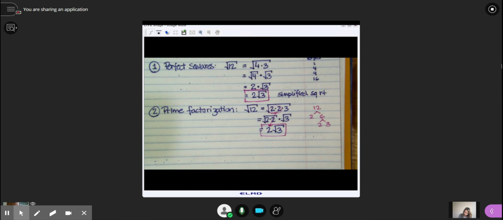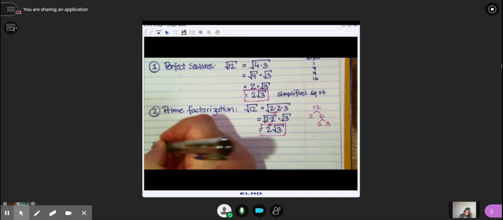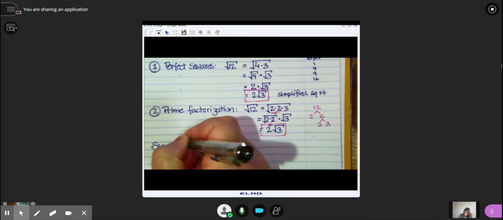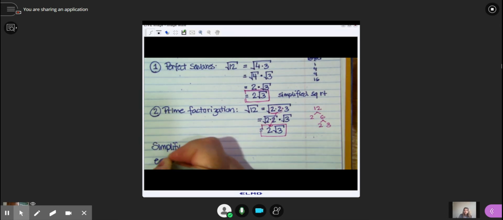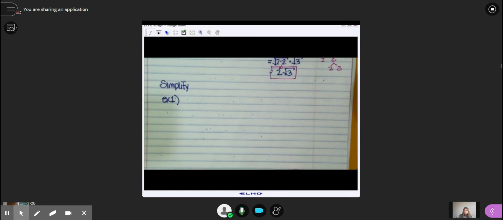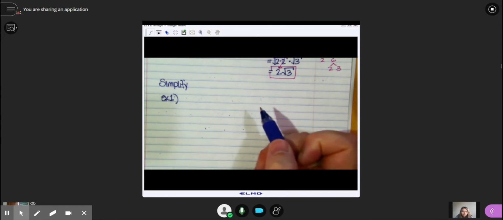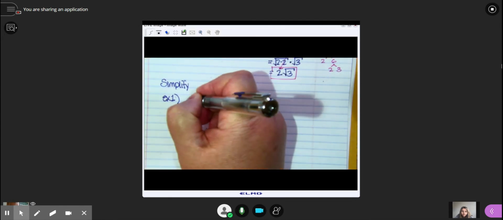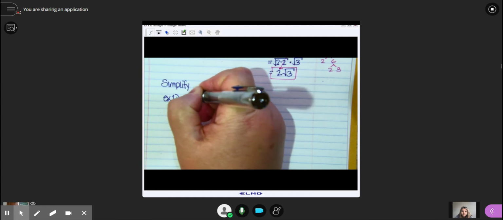Let's try some problems. So the main skill that we're going to practice here is your ability to simplify these square roots. They will be square roots with numbers and some square roots with variables. But the idea here is that you can simplify these square roots. So in our first example here, we're going to do the square root of 20.